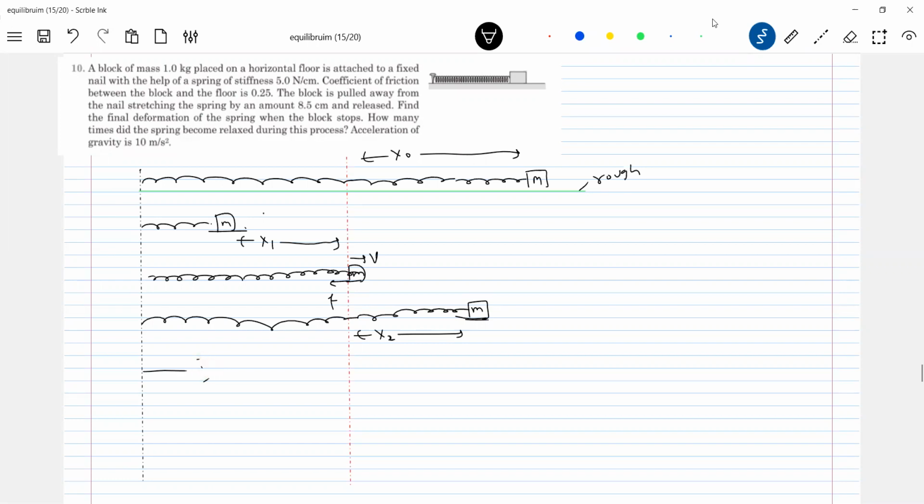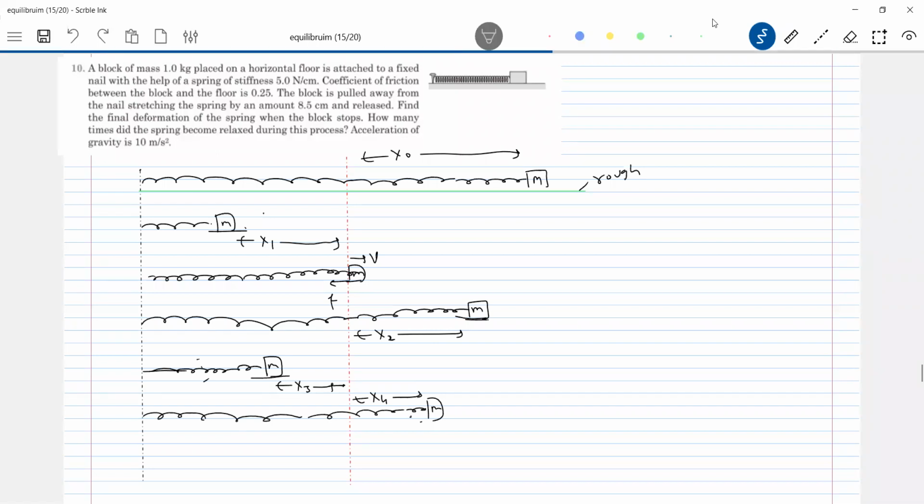But what will happen to now its displacement, the maximum compression? What will happen to that value? It keeps on decreasing, no? So you can take this to be x3. Take this x4. So continuously the mechanical energy of the system, the energy in the spring, decreases. Why does it decrease? Because it has to overcome the friction.